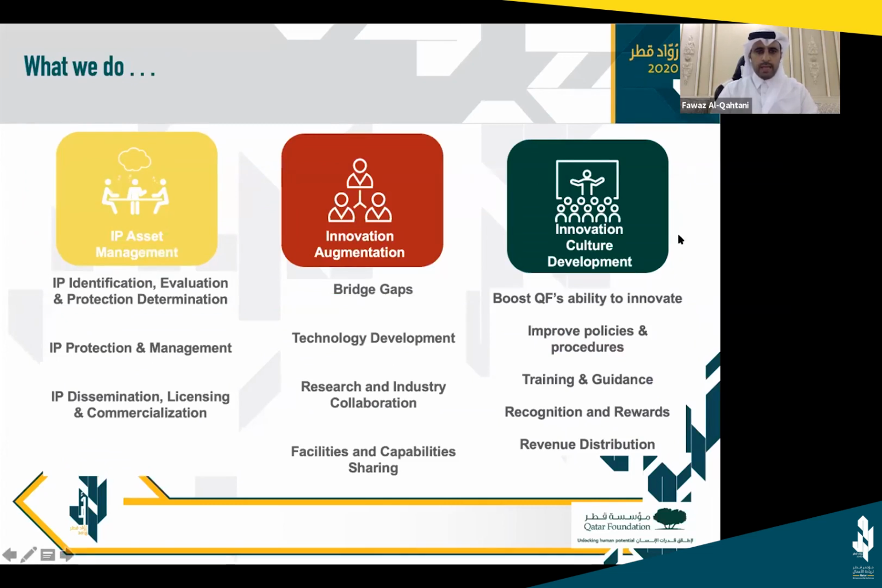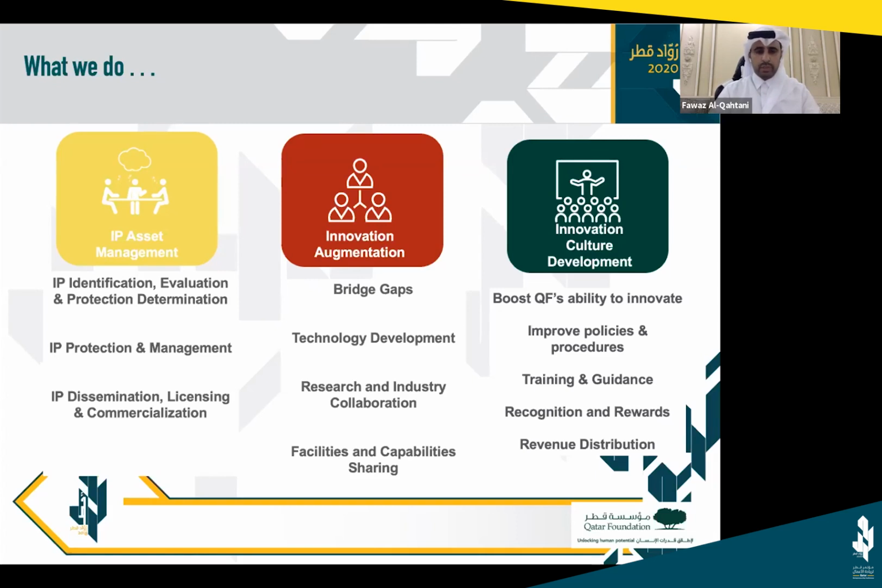So what do we do exactly? First we have the IP asset management. We look at the new IPs, we look at the research outcomes, and we try to identify the potential of the research outcome that can be protected. Our office does the evaluations and the protections based on some criteria that we adopt and follow, and then we decide whether to protect or not. We have IP protection management, IP dissemination, licensing, and commercialization. That's basically the core of our work.